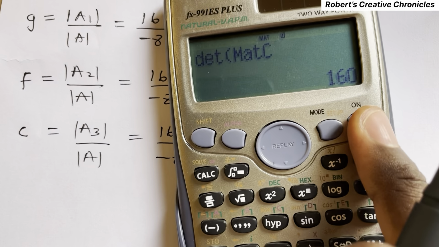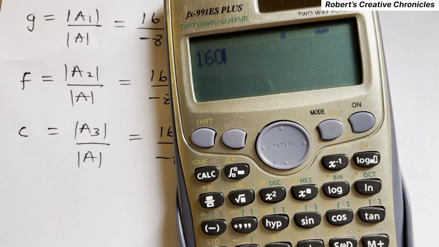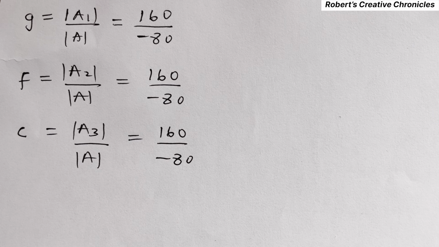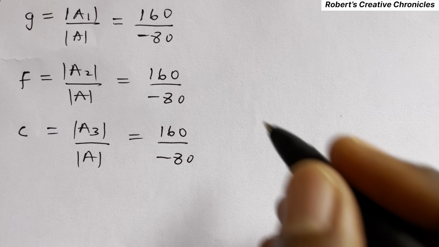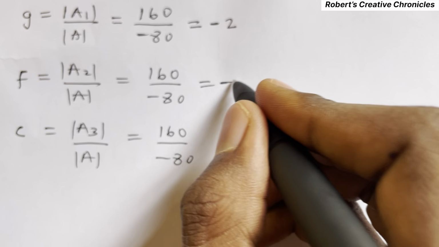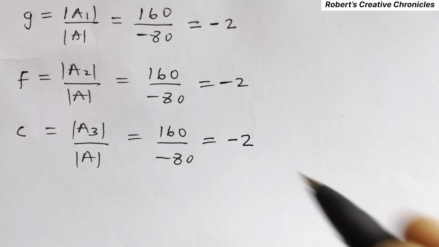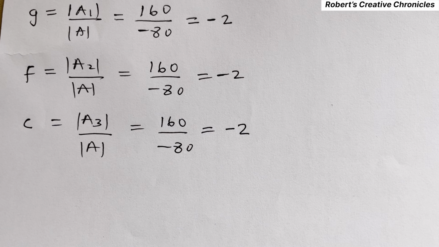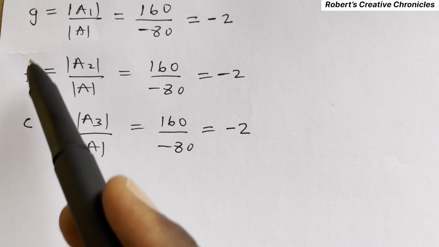So 160 divided by 80 is 2. So all the answers here are negative 2. Negative 2, negative 2, negative 2. So now we have found G, F, and C.